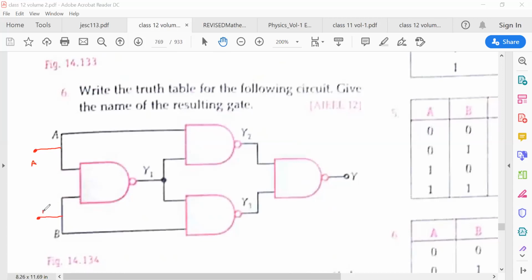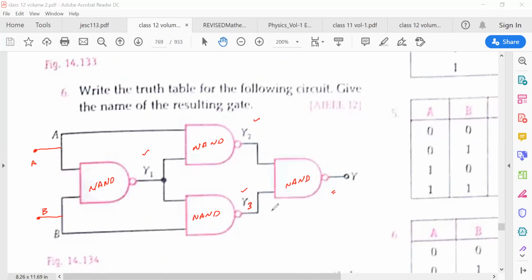Okay, so try to find your output y. So A input, B input, from this we are going to find y. So first find y1, y2 and y3, and after that find y. All are your NAND gates. NAND is the opposite of AND: whatever output comes for AND, NAND is the opposite of that. So try to find it.